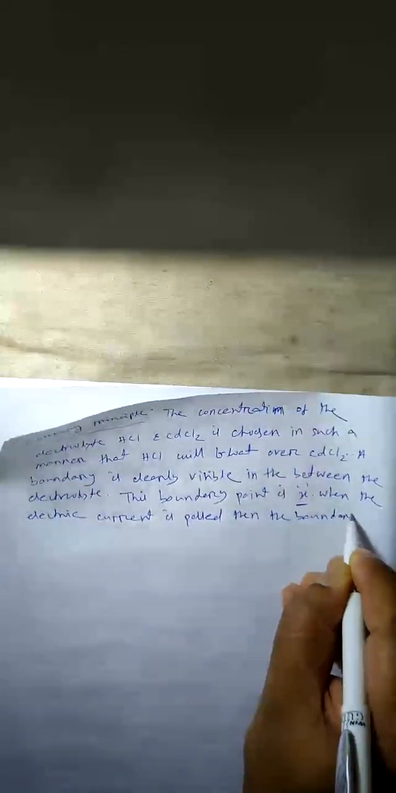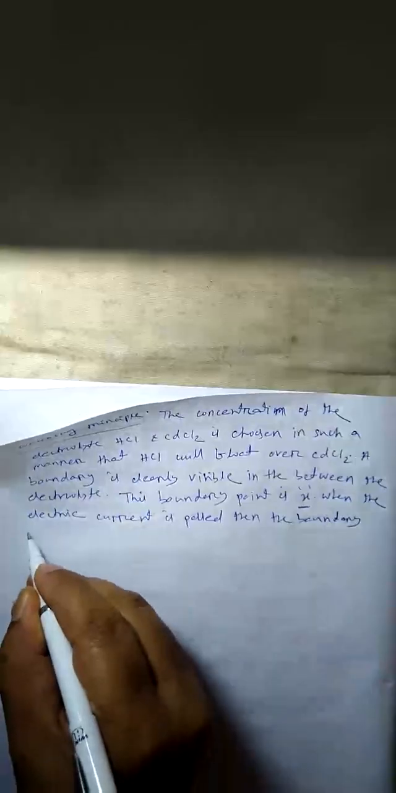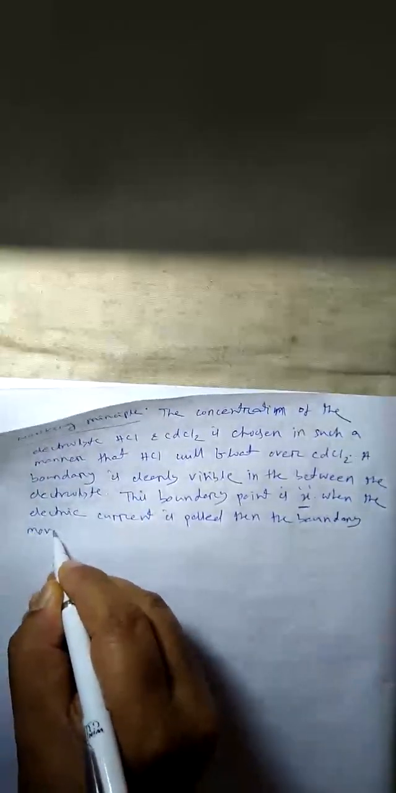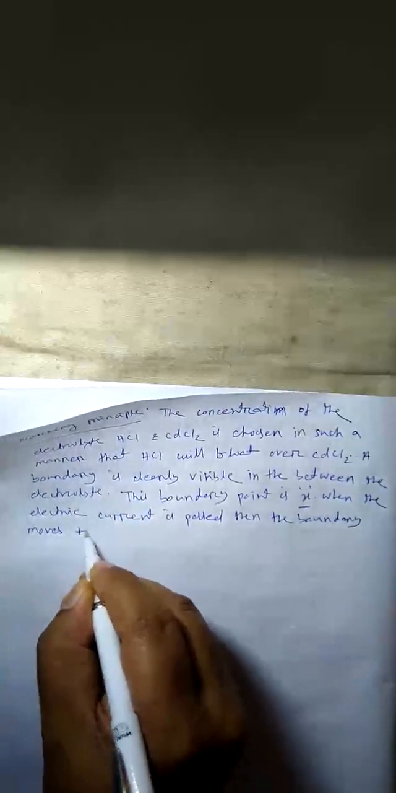When the electric current is passed, then the boundary moves towards the cathode.